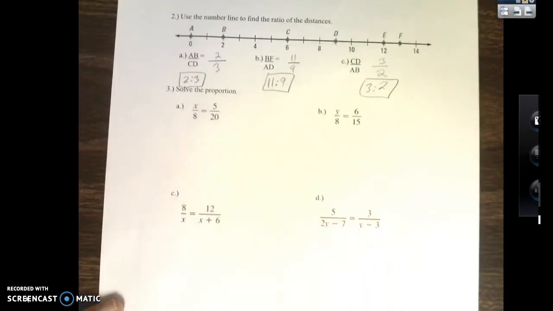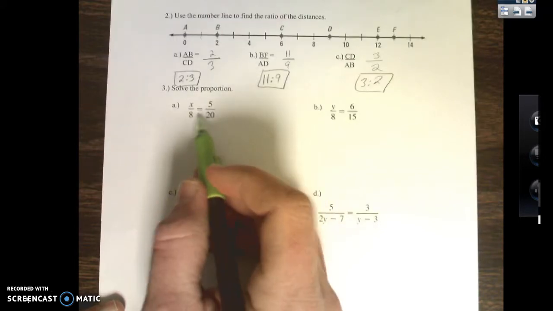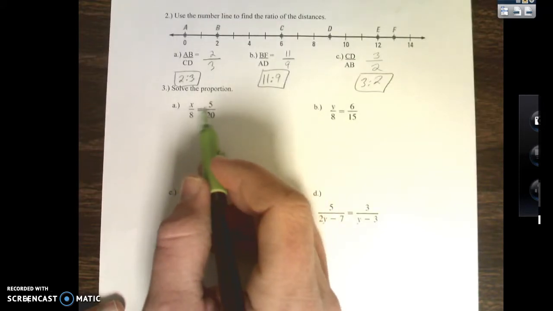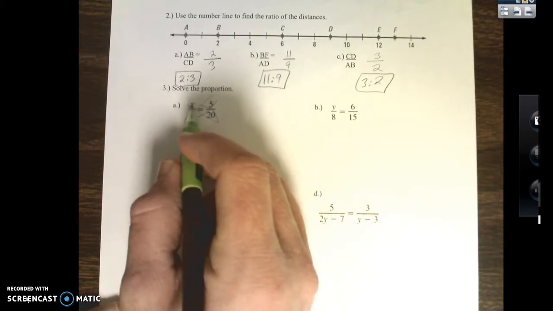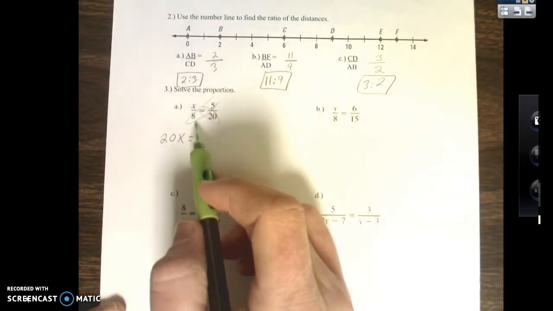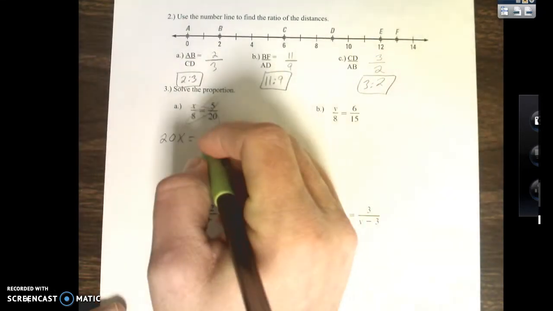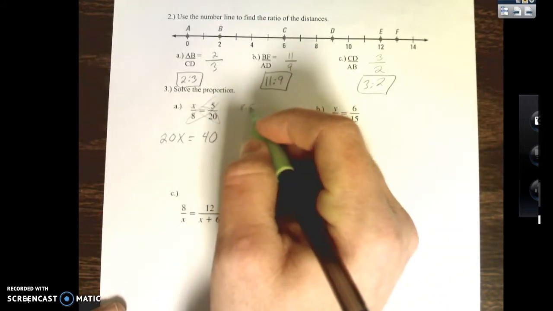Okay, here comes my favorite. I love this part. So solve the proportions. We are going to cross multiply because I have two fractions equaling each other. So, if I always start top left times bottom right, 20x equals bottom left times top right. 5 times 8 is 40. Okay, just to show you that work over here.